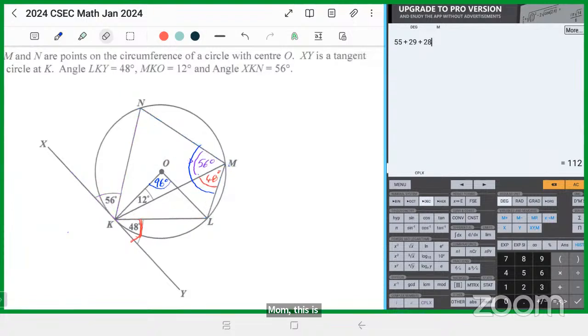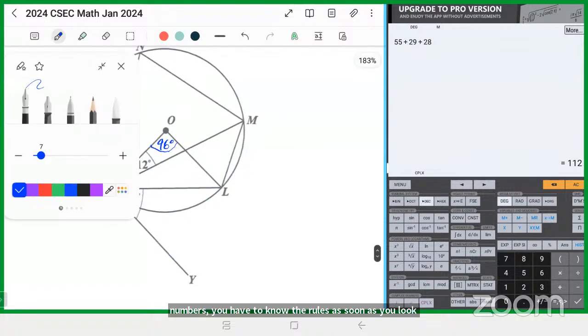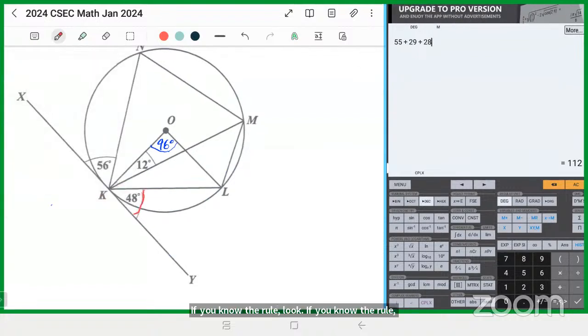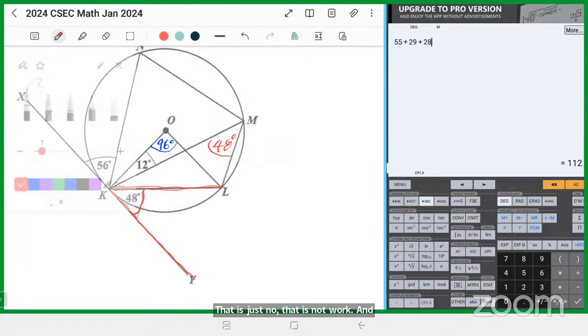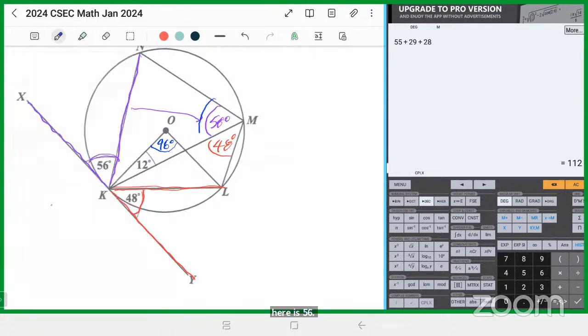You have to know the rules. As soon as you look at this diagram, if you know the rule, and see this angle right here between this chord and this tangent, you should know that this angle is the same, 48. That is not work. And as soon as you see over here the angle between this tangent and this chord, you should automatically know that this angle here is 56. And the question is now asking you simply to add up those two.